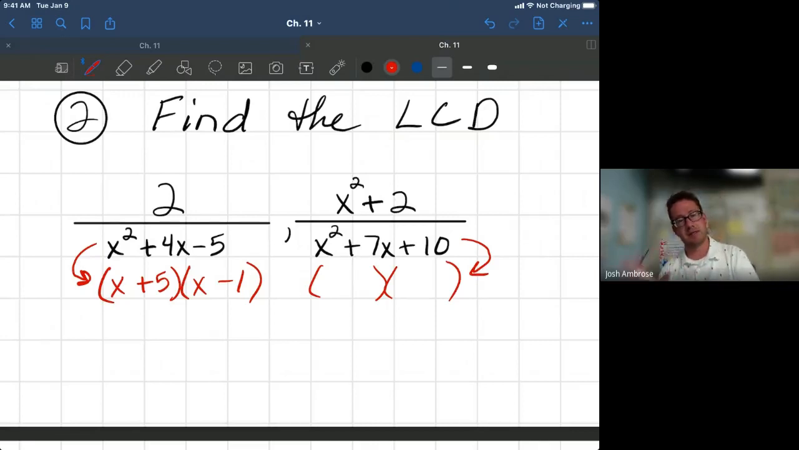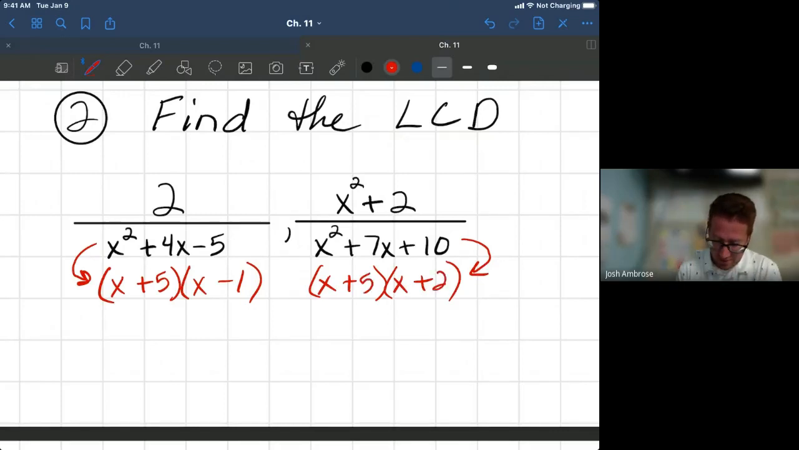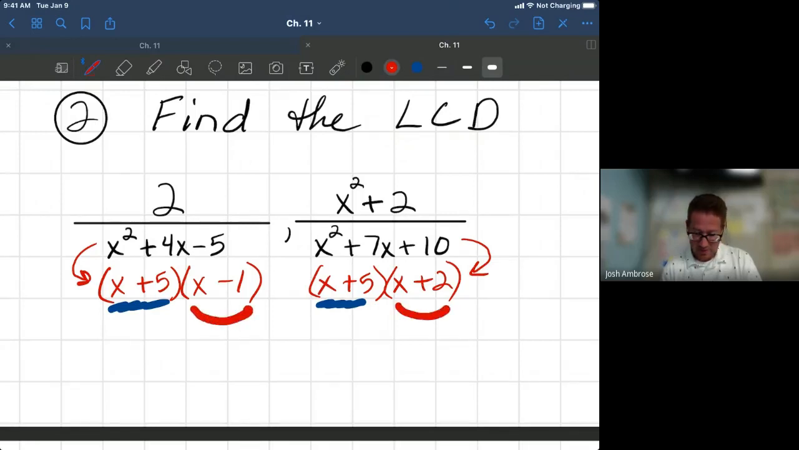That part's done. Let's factor the x squared plus 7x plus 10. Both are plus signs. X squared breaks down into x with another x. Factors of 10 that make 7, 5, and 2. All right, so here's what I see. I see that x plus 5 is already common to both denominators. However, the x minus 1 and the x plus 2 is not common to each side.